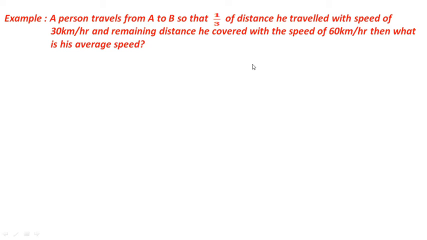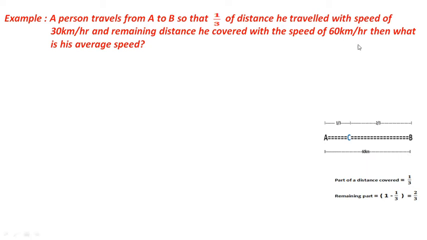See here, in the last case distance is a constant, but in this case distance is not uniform or constant. See how to solve this example. 1/3 of the distance is covered with a speed of 30 km/h. To calculate the remaining part of the distance, you just take 1 minus 1 by 3, since I have taken the total distance as 1 unit. So the remaining distance is 1 minus 1 by 3, which gives 2 by 3, or 2/3 of the distance, covered with a speed of 60 km/h.